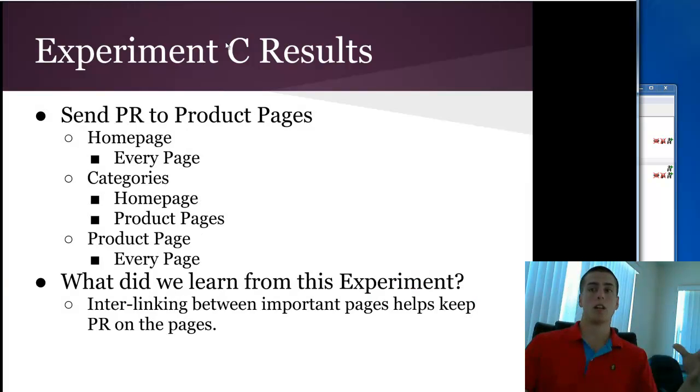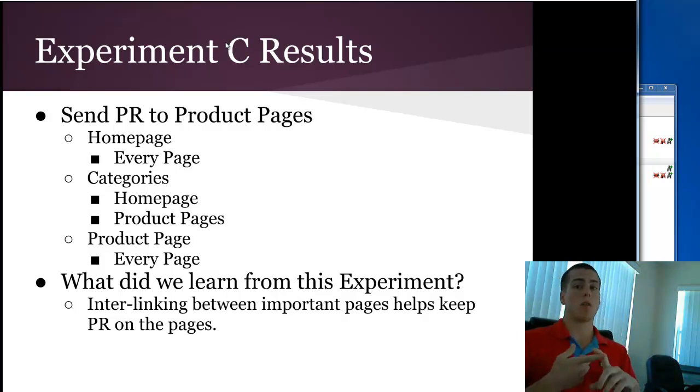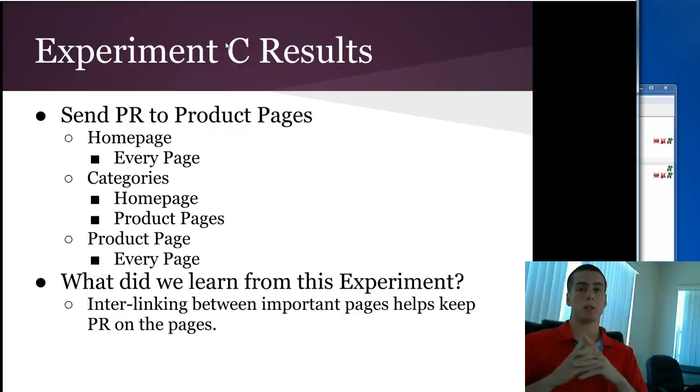The home page linked to every page, and the categories linked to the home page and down to their product pages, and then the product pages linked to every page except for the other category that they weren't a part of. So once again, we learned that interlinking between important pages helps keep PR on those pages.